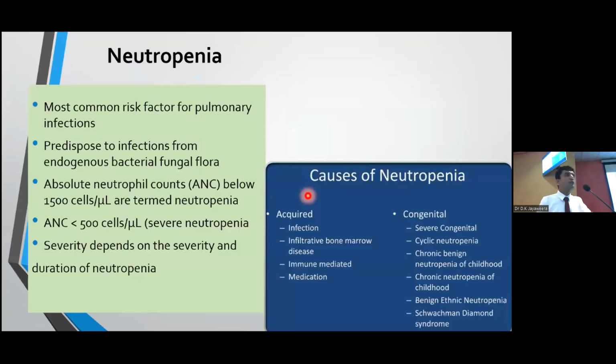A few things about neutropenia. Neutropenia is the most common risk factor for pulmonary infection. The neutropenia could be due to acquired causes or it could be congenital causes as well. So when there is neutropenia, it will predispose to infection from the endogenous bacterial flora. Usually the severity of the disease depends on the duration of neutropenia and the absolute neutrophil count. If the absolute neutrophil count is less than 500, it is severe neutropenia and it can cause severe disease.